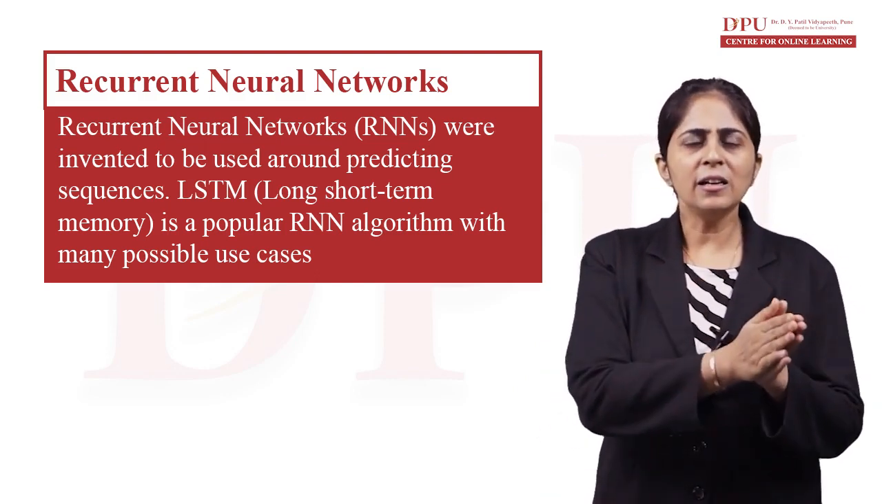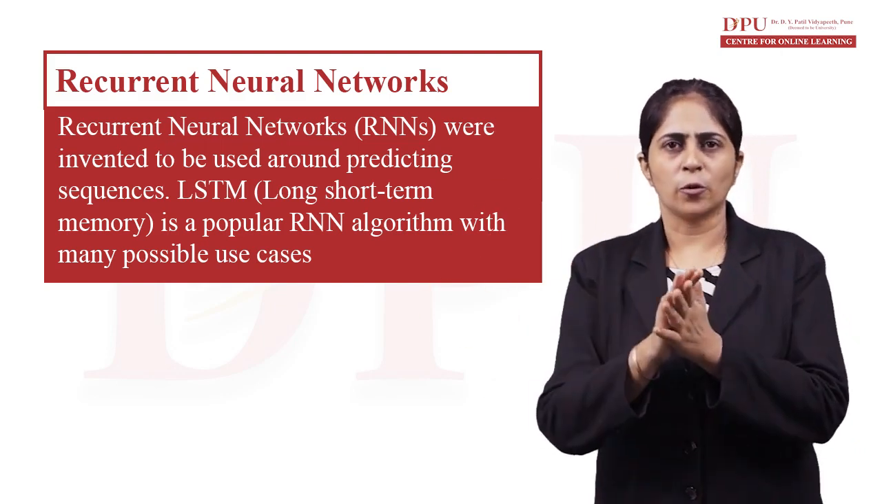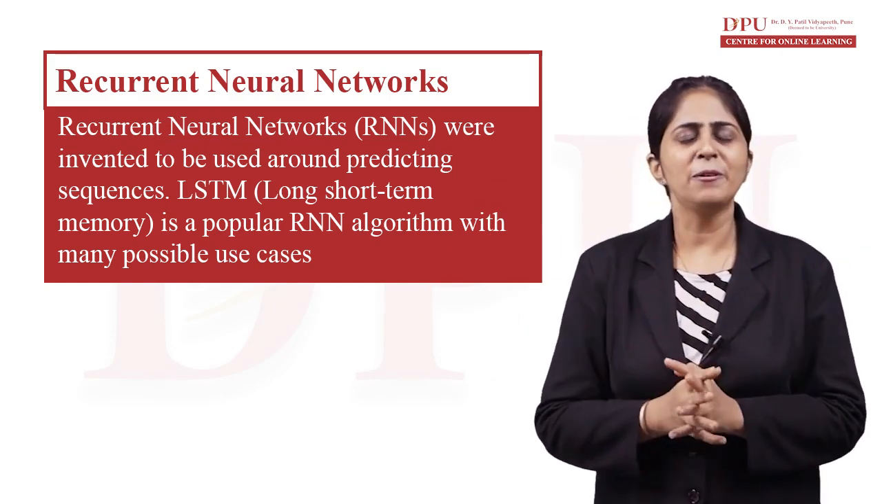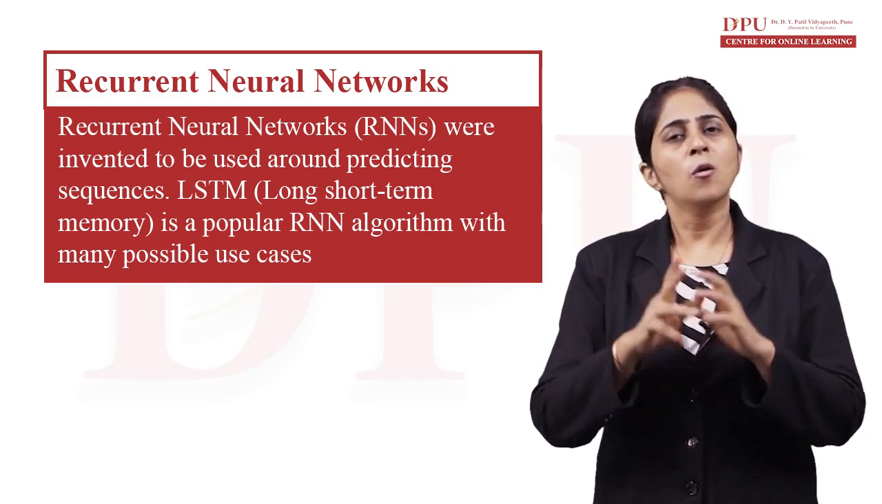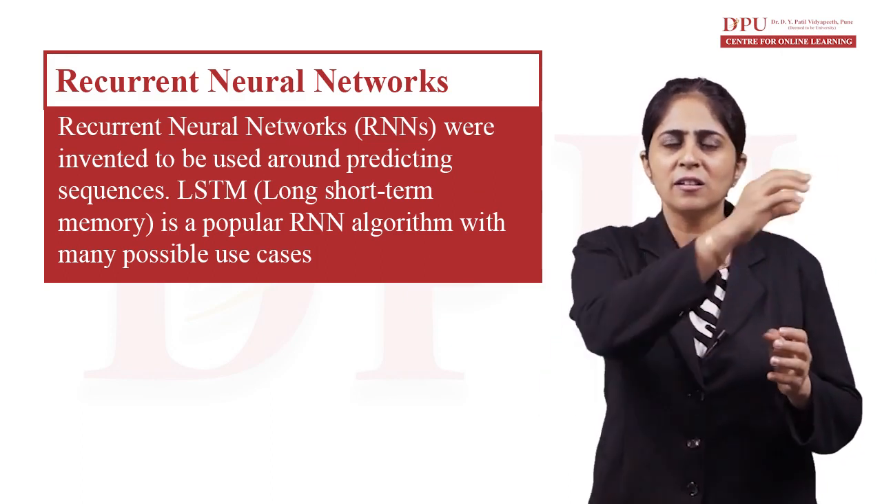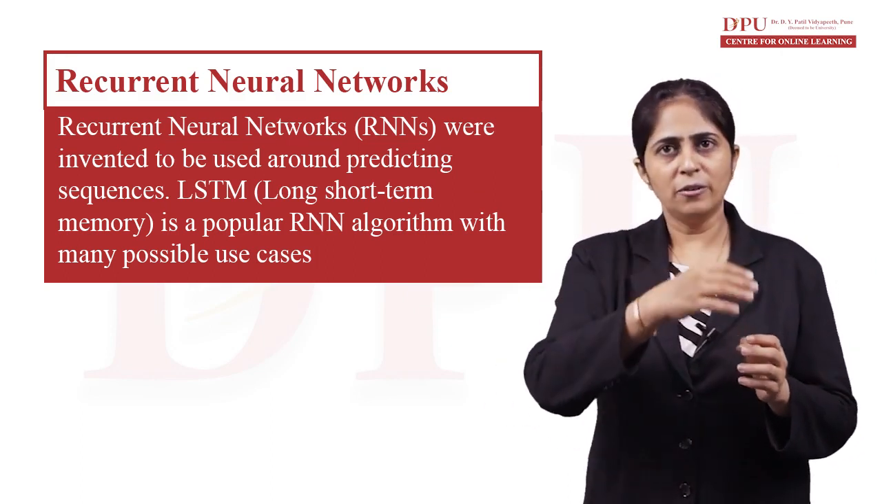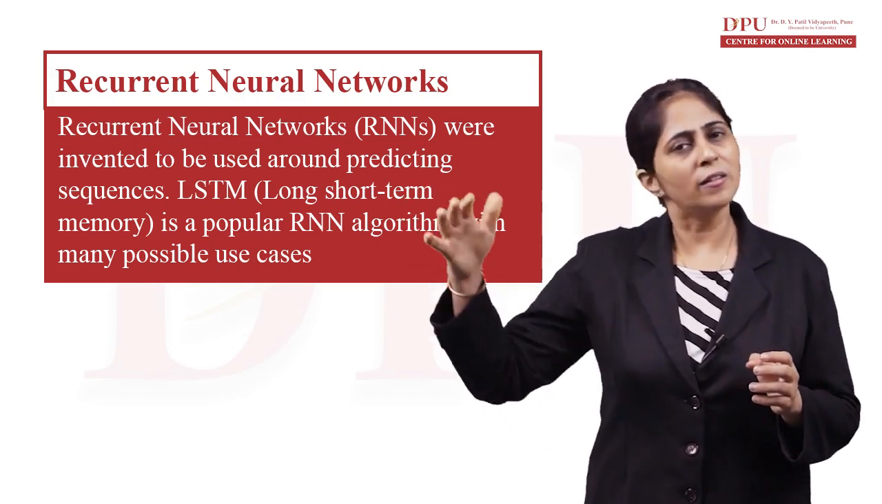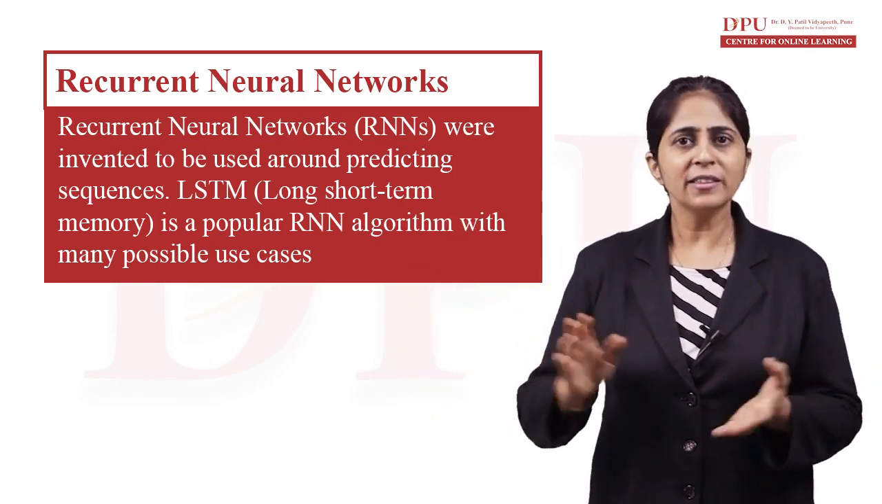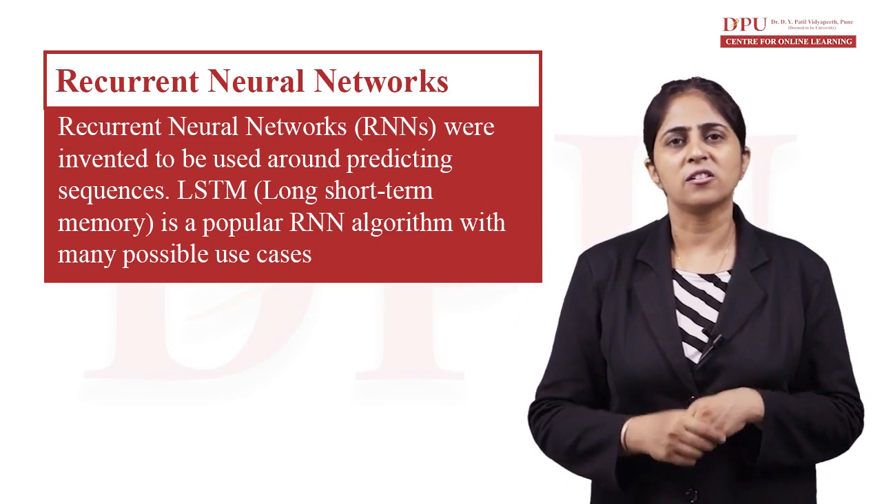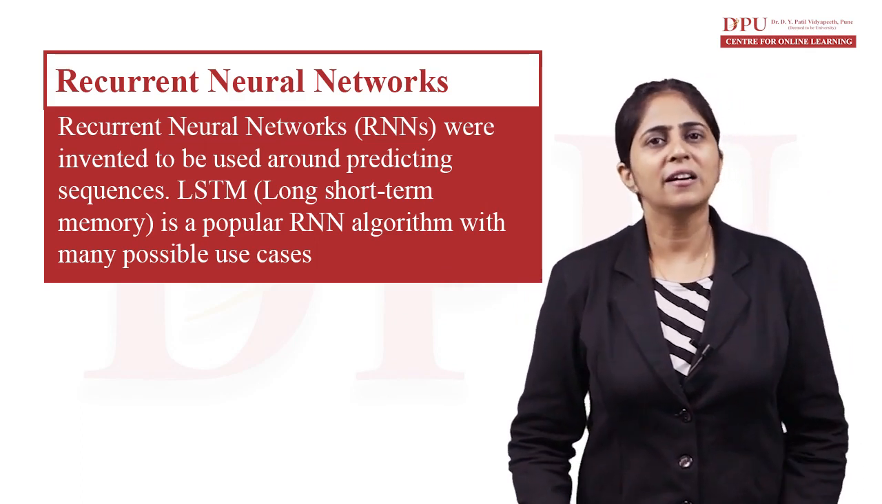One-to-one: a single input mapped to a single output. For example, image classification. What is happening in image classification? There is a single input and we classify that image into a single output. That means we are doing one-to-one classification. There we can use this recurrent neural network.